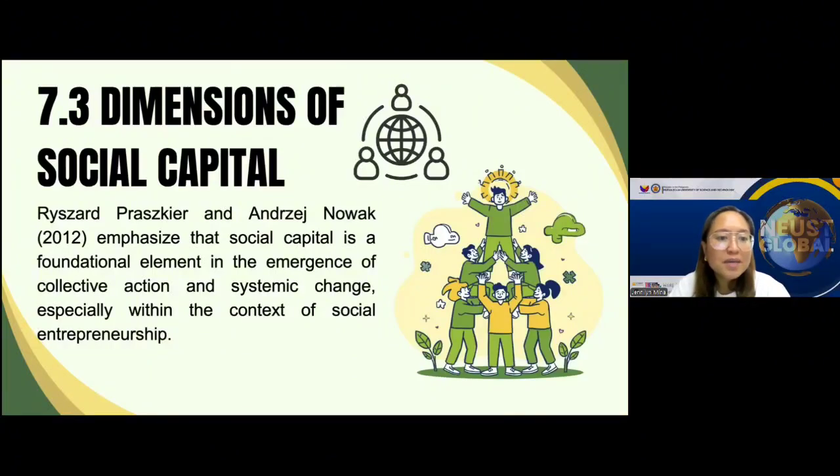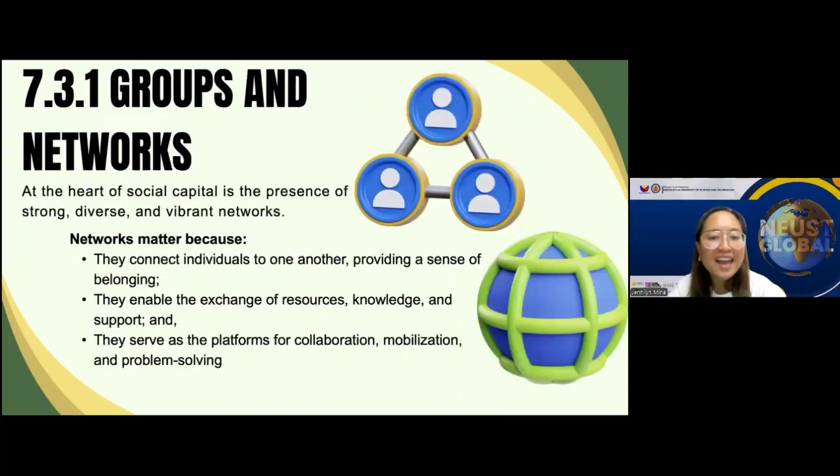Reciprocity means helping each other, giving support with the belief that others will do the same when needed. It builds a sense of mutual care and responsibility. Example, in a small business community, entrepreneurs might share contacts or advice, knowing that others will return the favor later. And of course, we have social networks. These are the connections and relationships among individuals or groups. The more connected people are, the easier it is to share information, to gain opportunities, to take collective action. So, example, through networking, social entrepreneurs can partner with local organizations, even volunteers, and even investors to expand their impact.